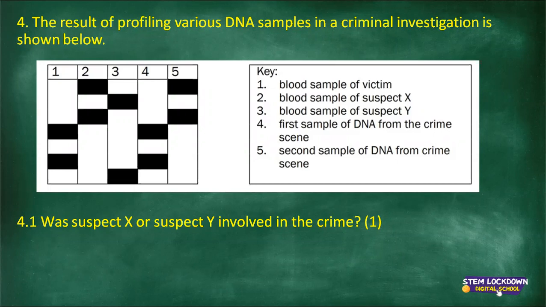And sample four is the first sample of DNA from the crime scene. Sample five talks about what? The second sample of the DNA from the crime scene. The question says, was suspect X or suspect Y involved in the crime? You have 1 mark for that. Send in your answers.